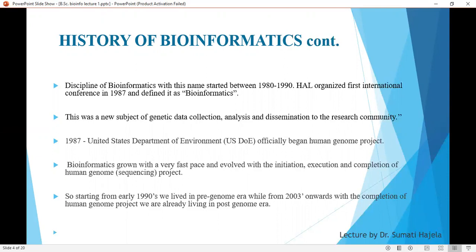In 1987, the United States Department of Energy officially began the Human Genome Project. Until then, we didn't know the sequence of our own genome, and a sequence is a linear arrangement of nucleotides and their composition in DNA. Bioinformatics grew at a very fast pace and evolved with the initiation, execution, and completion of the human genome sequencing project.